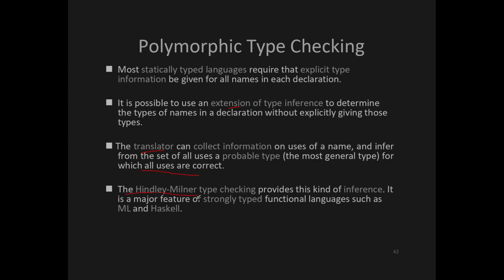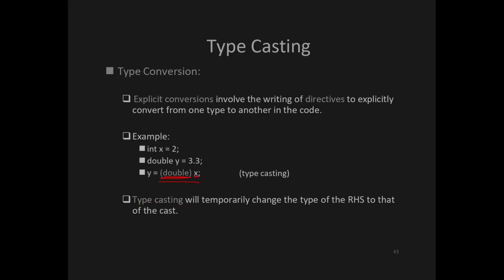The Hindley-Milner type checking provides this kind of inference and is a major feature of strongly typed, functional languages such as ML and Haskell. So this is kind of a more mathematical thing, and the details of it are outside the scope of the course, so you don't need to worry about it too much. And that concludes this lecture on data types.